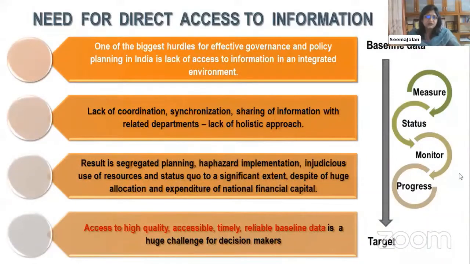So in this broader framework of the SDGs, what is most essential is direct access to information for all the decision-making authorities. But one of the biggest hurdles for effective governance, particularly in India, is the lack of information in an integrated environment. Mostly we observe that in the different schemes being implemented, there is lack of coordination between the related departments, the efforts are not synchronized, and mostly the information is not shared across the departments. A holistic approach in planning and implementation is lacking.